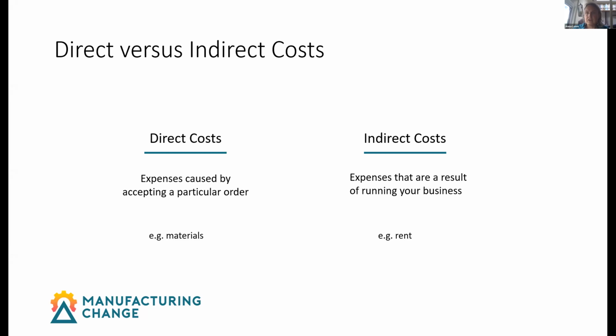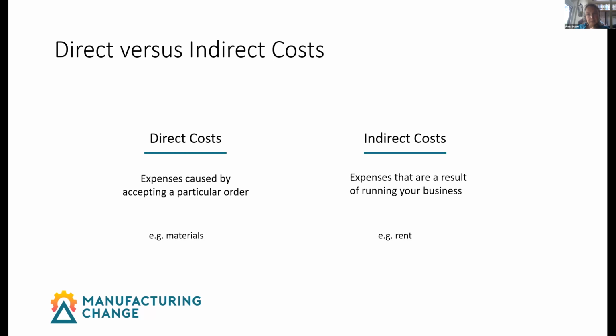So first of all, direct versus indirect costs. Direct costs are things that you can very directly attribute to the fact that you're making a particular order. So if you are going to make tables, then the cost of the wood that you buy to make those tables is very clearly a direct cost. Similarly, the labor and many other things.